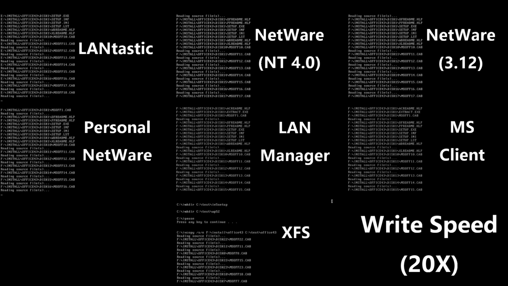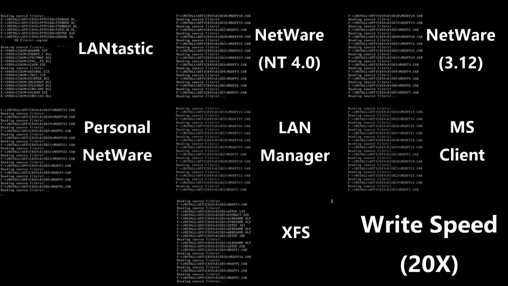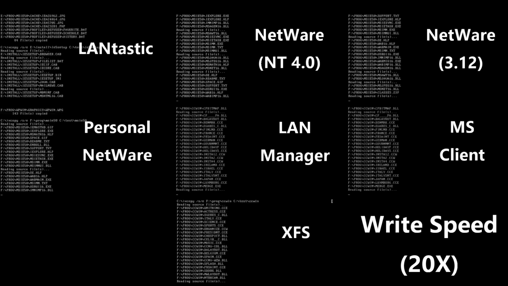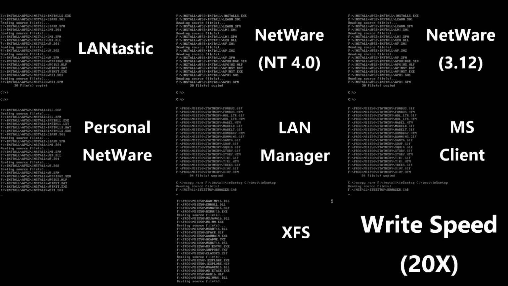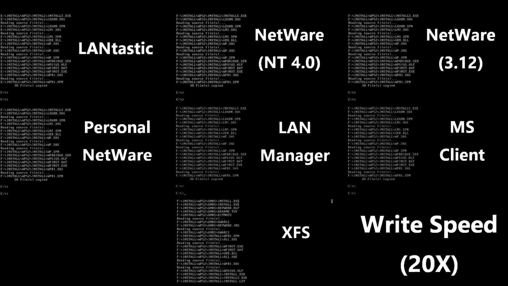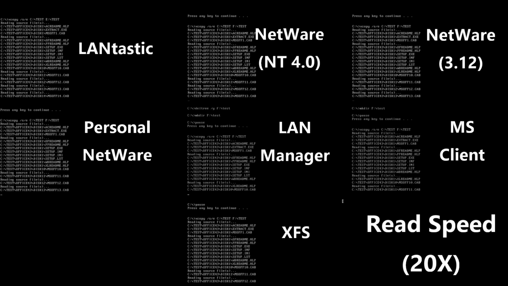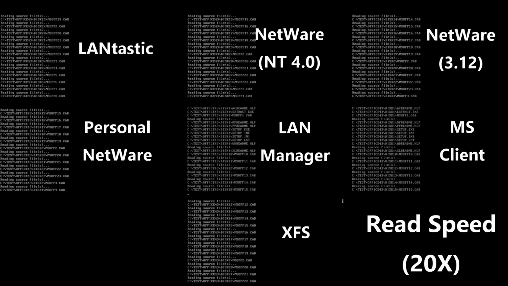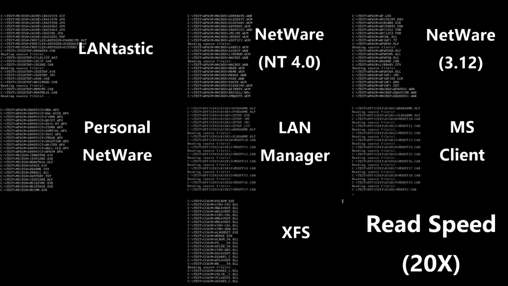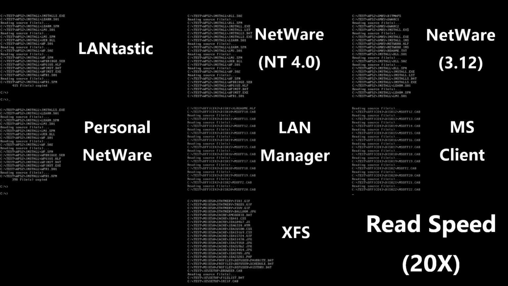Next, let's have a look at write performance, and I have sped this up 20x. We will see the various systems here copying about 70 megabytes of data. LANtastic finishes first, followed by the NetWares, and then from there, LANmanager, MS Client, and XFS do take a little bit longer.